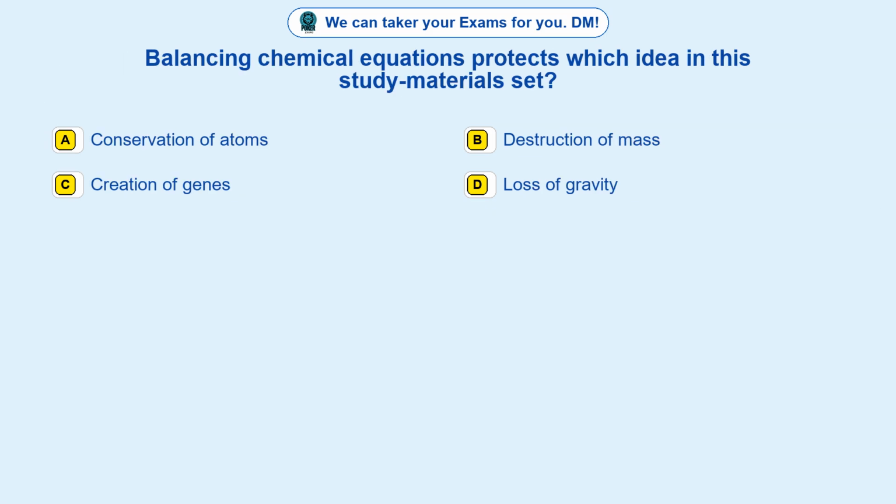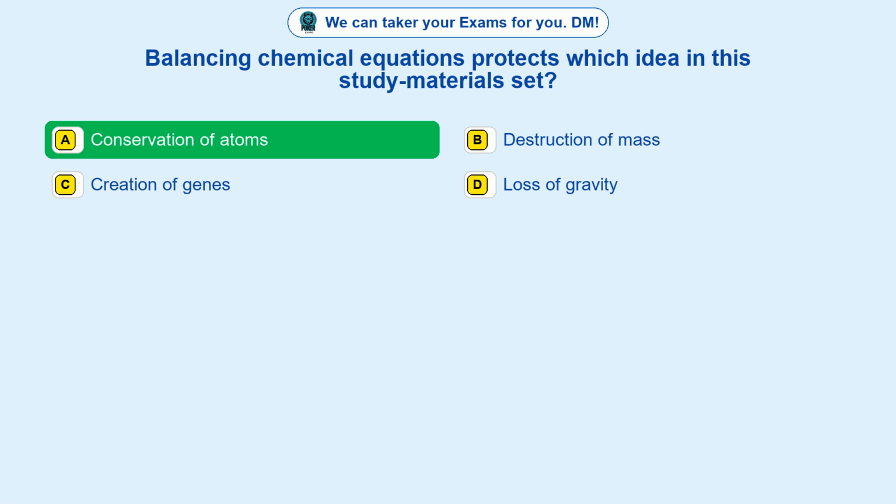Question 39. Balancing chemical equations protects which idea in this study material set? Option A, conservation of atoms. Option B, destruction of mass. Option C, creation of genes. Option D, loss of gravity. The correct answer is option A, conservation of atoms.